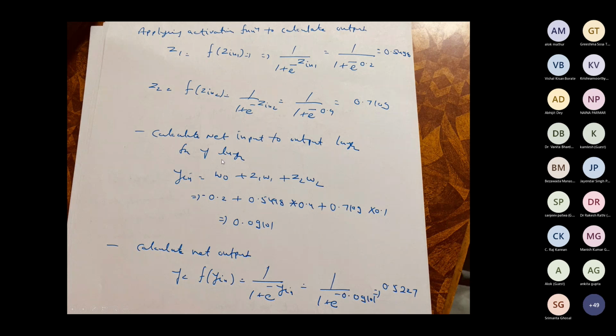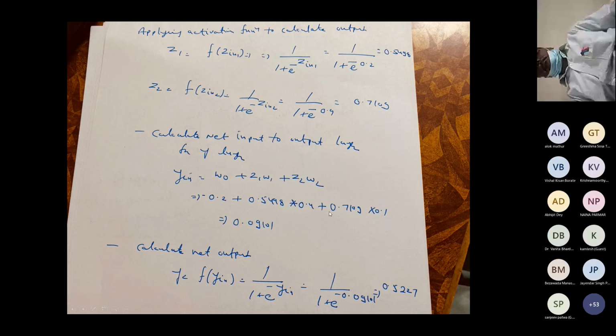Now, finally, with Z1 and Z2 we calculate the value of Y. Y in is given by the formula: bias plus Z1 W1 plus Z2 W2. The bias value is 0.2 minus 0.2. Z1 comes from here, and the weights are already in the figure. Then plus 0.7109 multiplied by 0.01. If you calculate all the terms, we get the final value of 0.09.